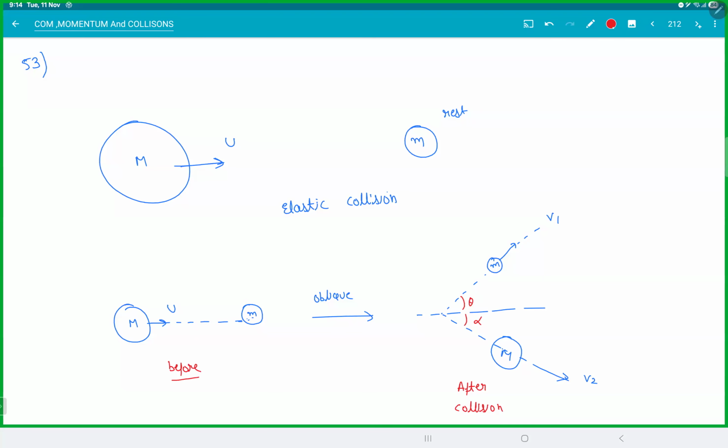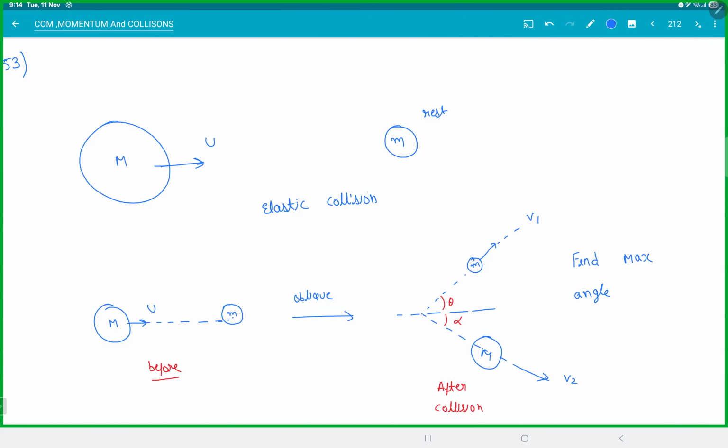So the question is, find the maximum value of theta. Find the value of capital M by small m for the maximum angle deflected. Or let's simply keep it like this. Find max theta. So basically, I'm asking you to find maximum theta. There, that is the question. You should remember the result, but let's see how to derive this. Try. I'll give 2-3 minutes.